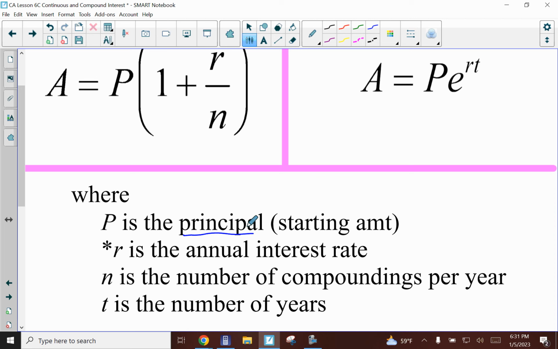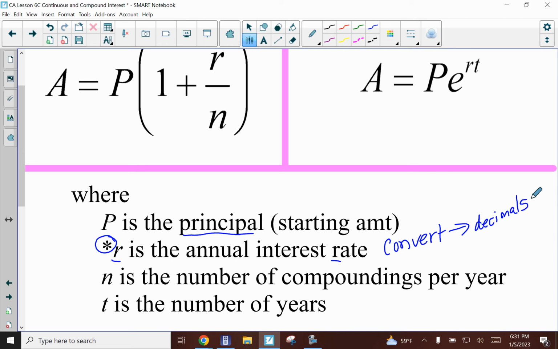Now R is the interest rate. Now notice how it says rate, and we use the letter R for it. And it also has a star. The reason why it has a star is because rates are always done in percentages. And when we work with percentages, we have to convert them into decimals.